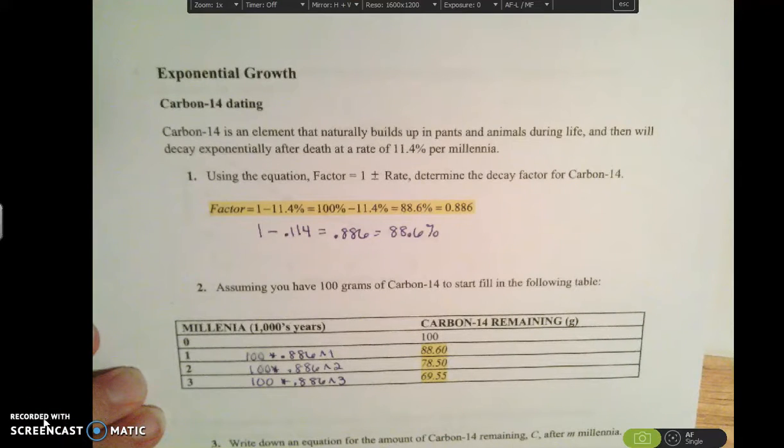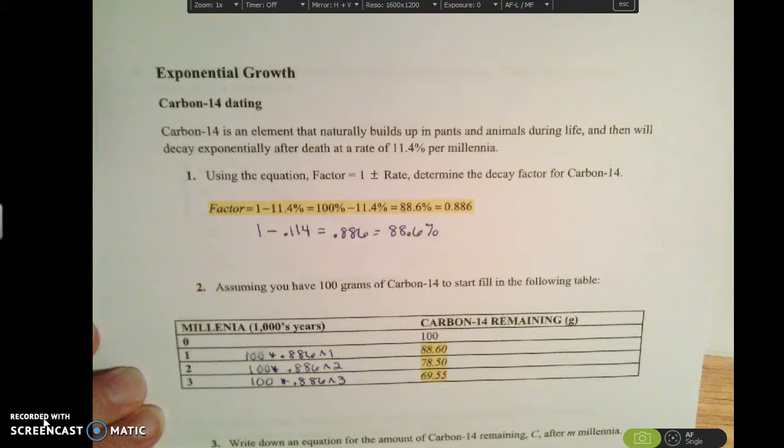All right, we're going to look at page 69 and 70 on your guided notebook. On page 69, we're talking about exponential growth and exponential decay. Carbon-14 is an element that naturally builds up in plants and animals during life, and then will decay exponentially after death at a rate of 11.4% per millennia.